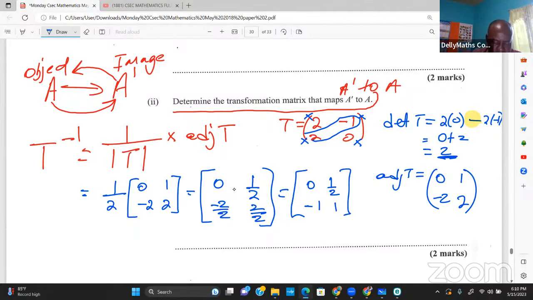Take a look at it. 0, half, -1, 1. So that matrix would have done the reverse for you. So what we want to take away from this is, if one matrix takes me from my object to my image, then if I'm going to move from the image to the object, it must be the inverse of that matrix. And the inverse of the matrix is done the way in which you know an inverse is done. All right. Let's continue working.